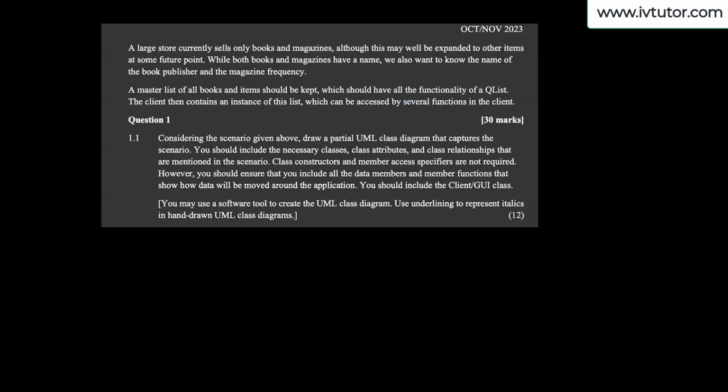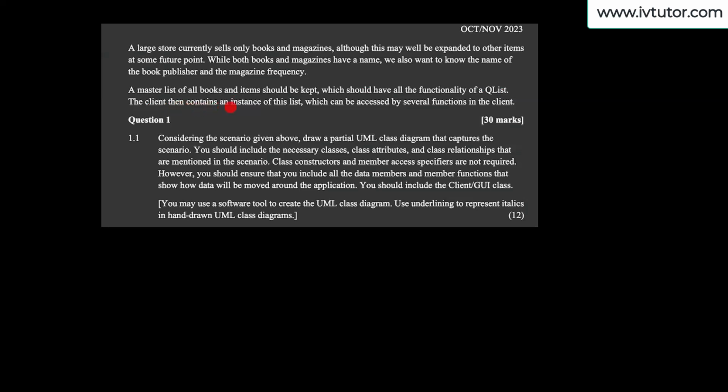So this one says, a large store currently sells only books and magazines, although this may well be expanded into other items at some future point. While books and magazines have a name, we also want to know the name of the book publisher and the magazine frequency. A master list of all books and items should be kept, which should all have the functionality of a queue list.